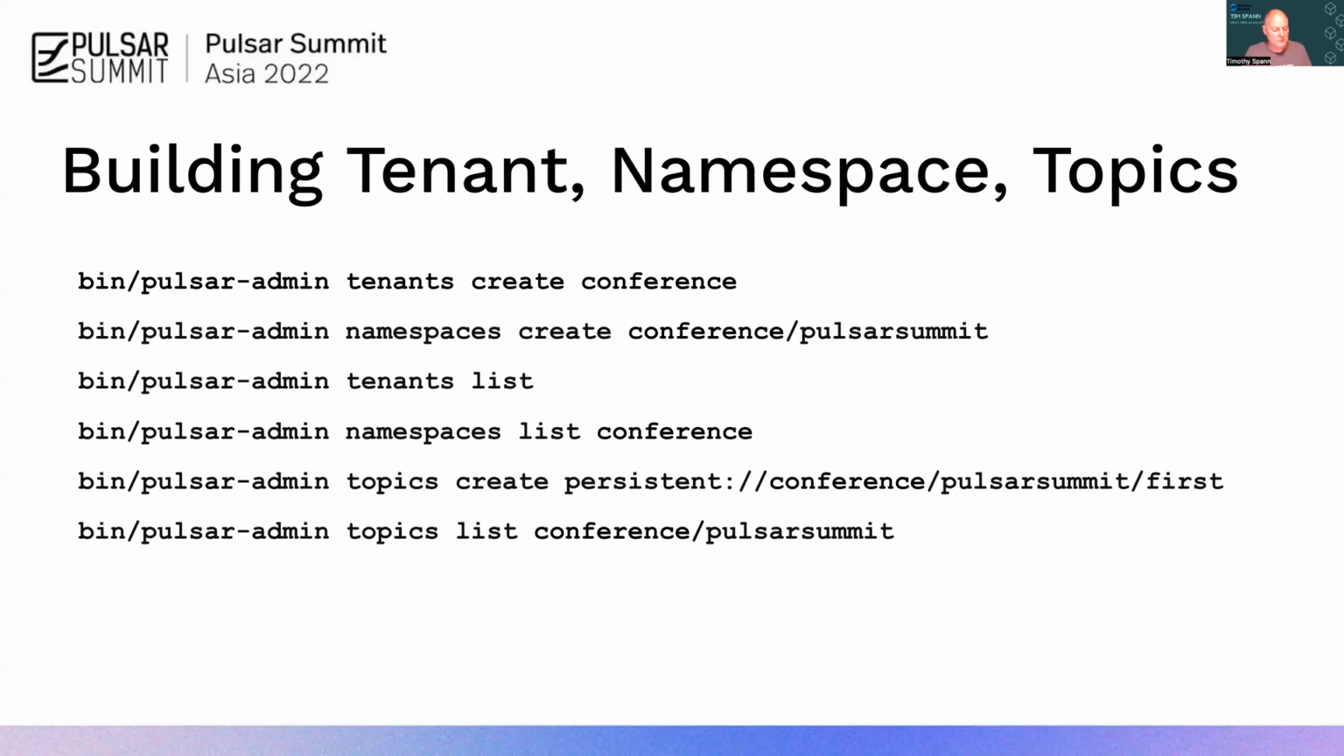Now we see we have the word persistent. That is not required. We could have non-persistent topics. I don't see a lot of people using them. So just put that word in there if you're not sure. 99% of the time or more, it's persistent. Then we put our tenant in there, our namespace, and the name of our topic. We take a look at that tenant namespace. We'll see that topic there.